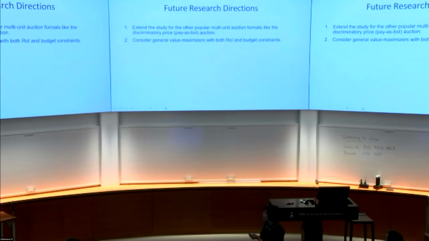For future research directions, we want to go beyond uniform price auctions. For example, we want to look at pay-as-bid auctions, which is another auction format used in practice. By the way, my PhD student Rigel is here and might go in that area. He has his poster presentation on pay-as-bid auctions, not for value maximizers but for utility maximizers. We also want to consider generalized value maximizers with both ROI and budget constraints.